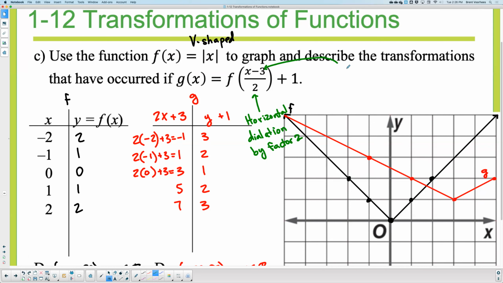What about up here, this minus 3? What did that actually do? Translation, which way, left or right? Right. We added, so it was a translation 3 units right. And finally, the plus 1 on the outside. Anytime you add or subtract is a translation, which way to go? Up. 1 unit up.